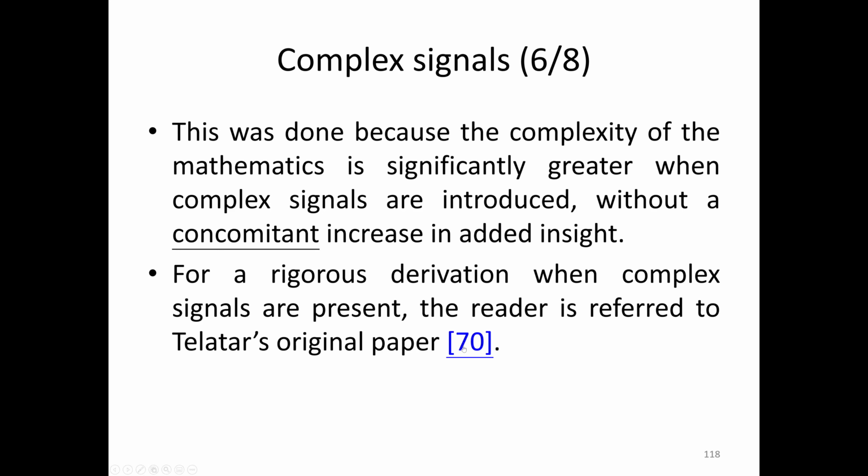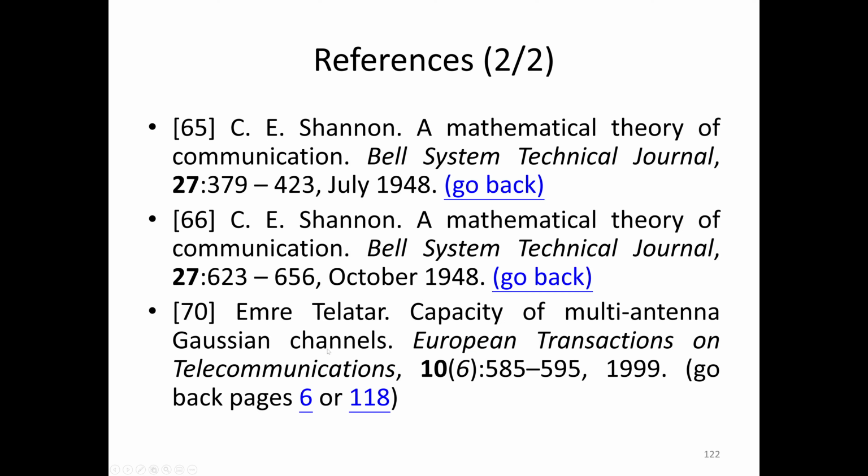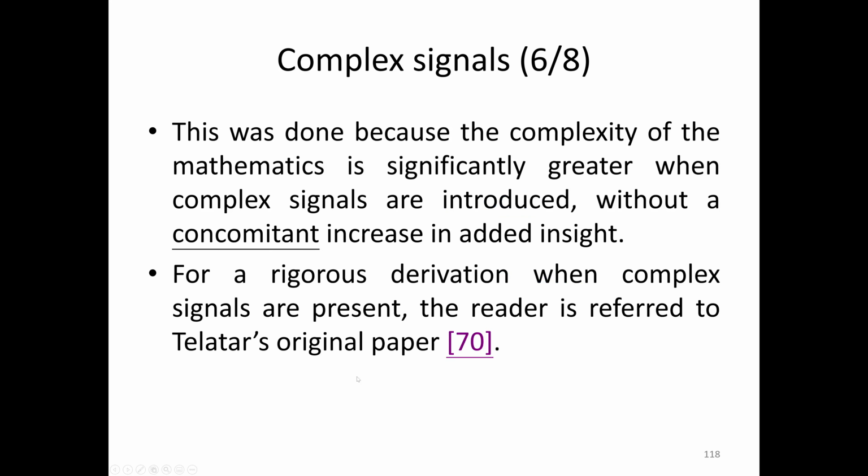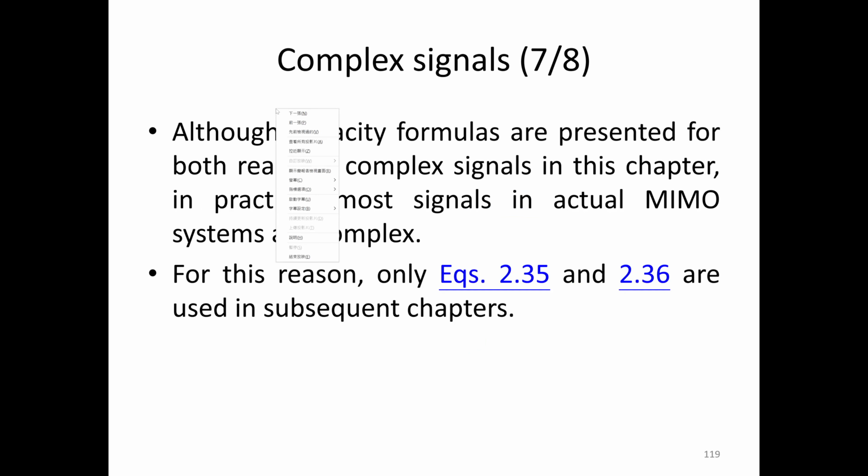Next, let us see reference 70. Reference 70 is a paper written by Telatar. The title is Capacity of Multi-Antenna Gaussian Channels, which was published in European Transactions on Telecommunications in 1999. Let us go back to page 118.